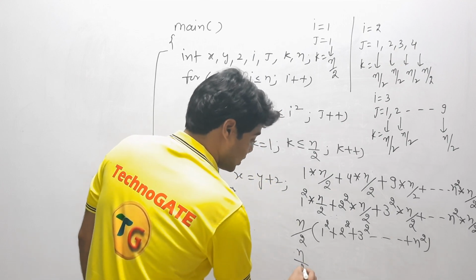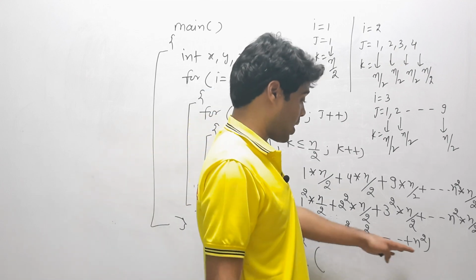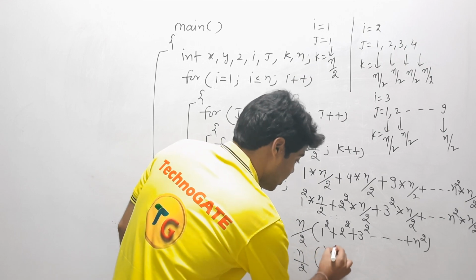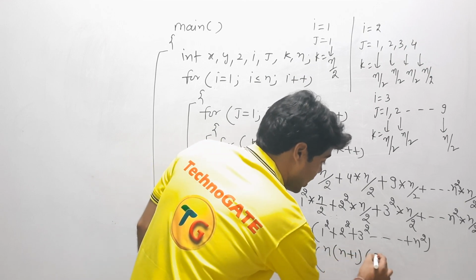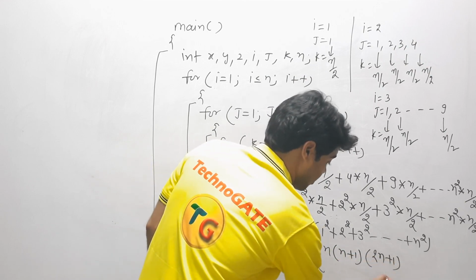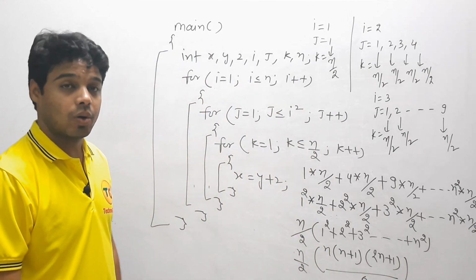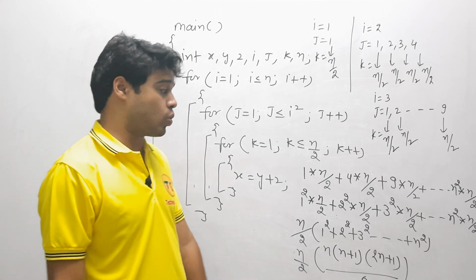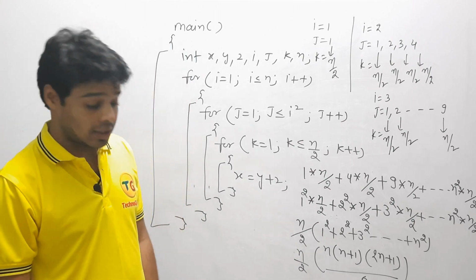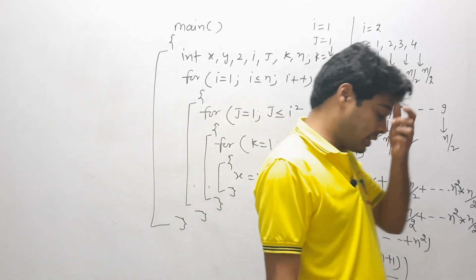So n by 2 here. This is the formula for the sum of the first n square numbers: n into n plus 1 into 2n plus 1 by 6. This is the actual expression the program generates.